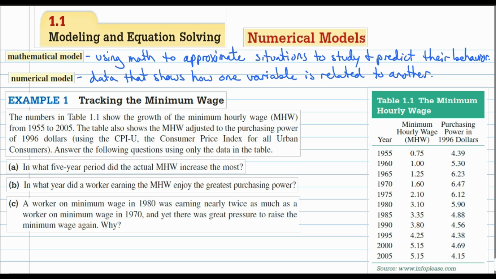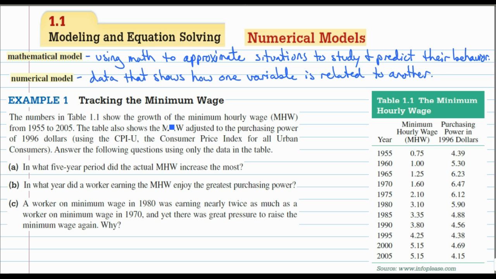So anyway, example 1 asks us to track the minimum wage. The numbers in table 1.1 show the growth of the minimum hourly wage from 1955 to 2005. The table also shows the minimum hourly wage adjusted to the purchasing power of 1996 dollars. By the way, my first job when I was 15 years old in 1995, minimum wage was $4.25. There it is. I was making $4.95. Woohoo! Look at me. Anyway, answer the following questions using only the data in the table.